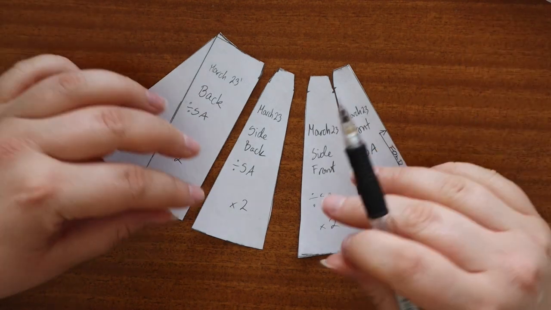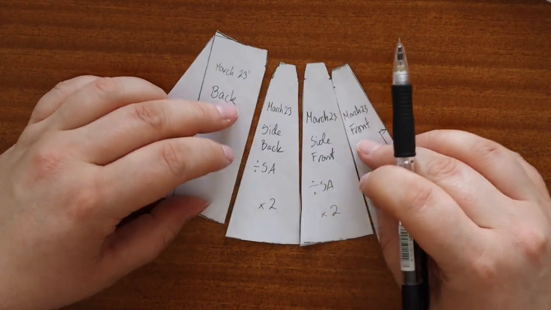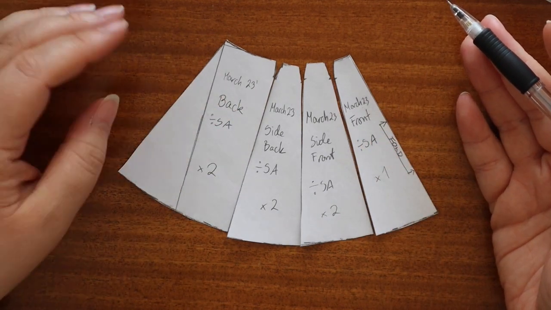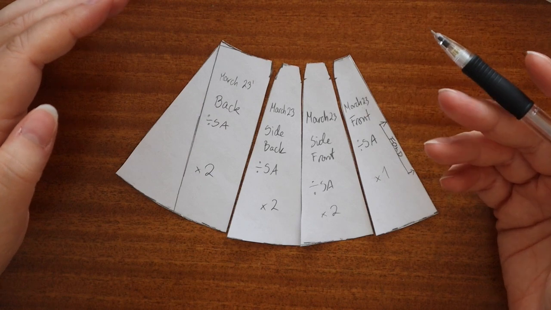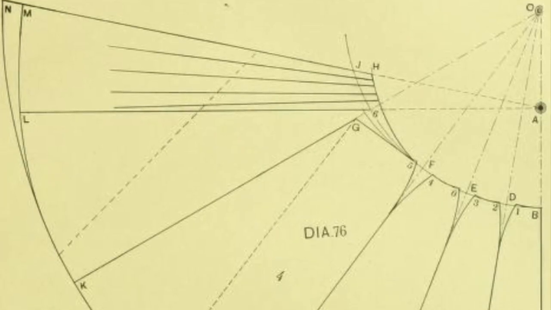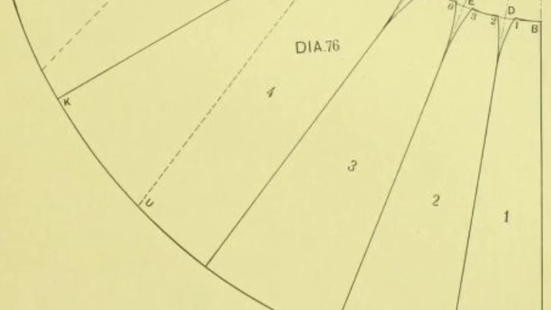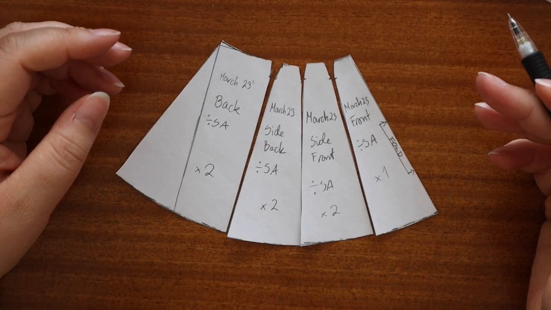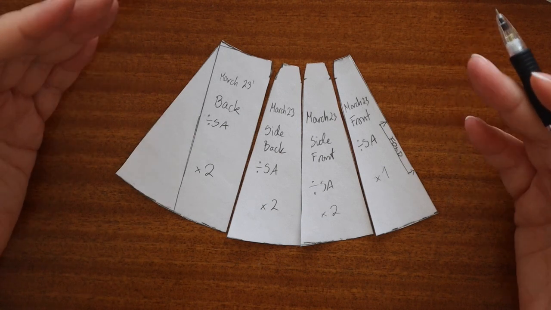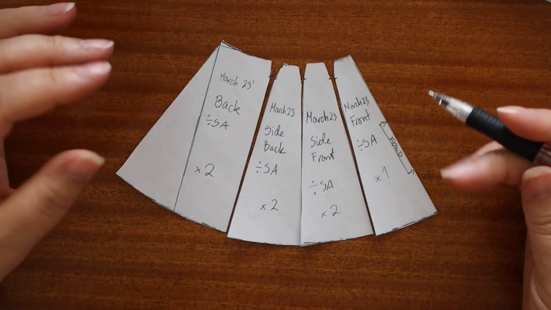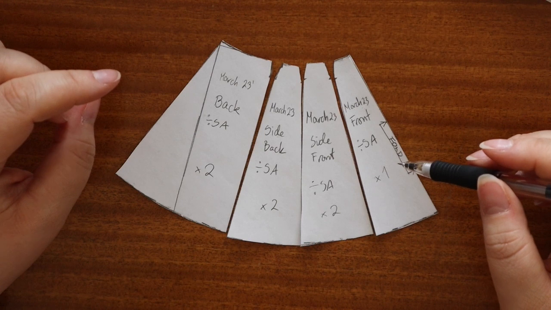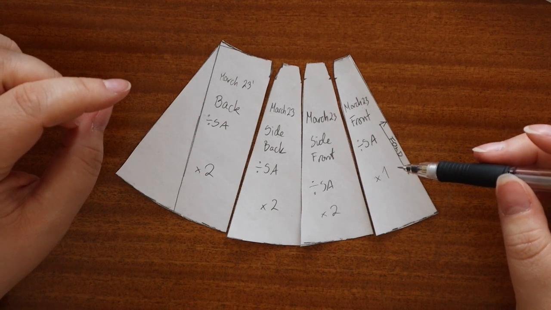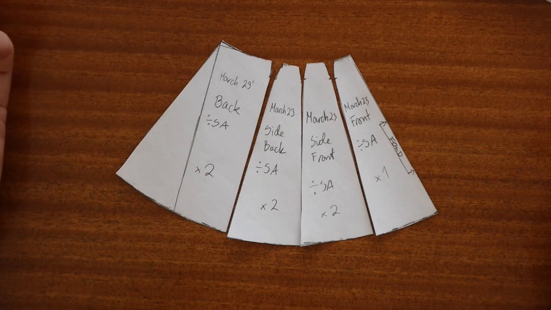This is the pattern. I hope that made some kind of sense. It is easier than it looks in the book. The book has more of a diagram. Yeah, it looks more difficult in the book than it is. I hope this made it look a little less difficult. Yeah, let's get to sewing.